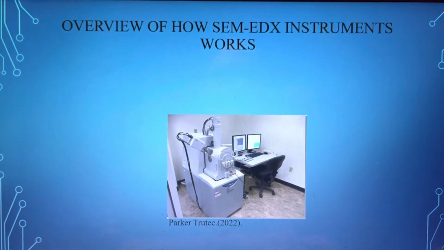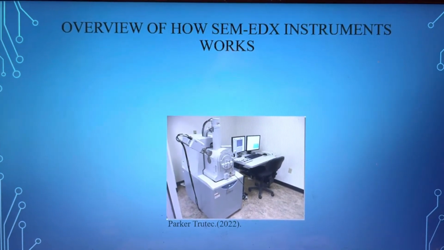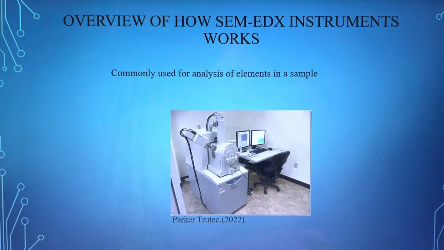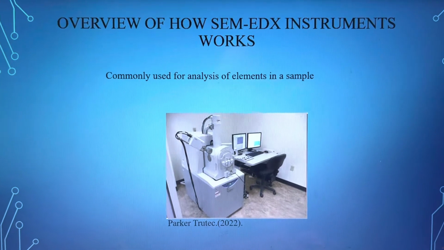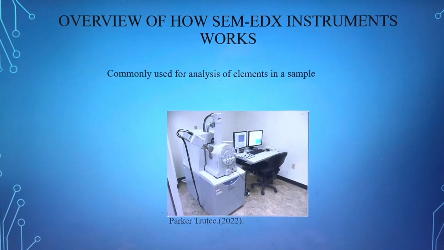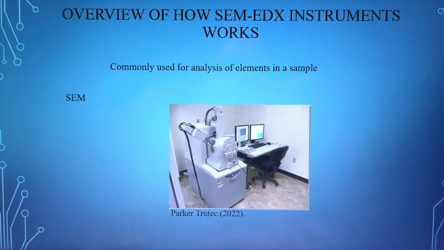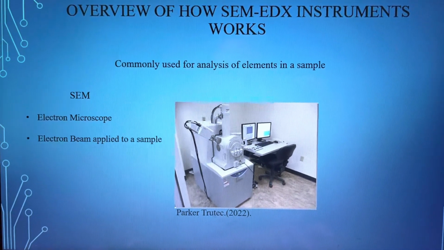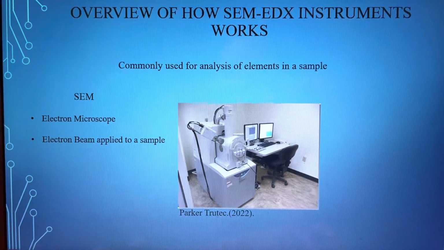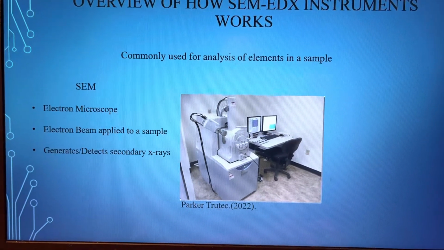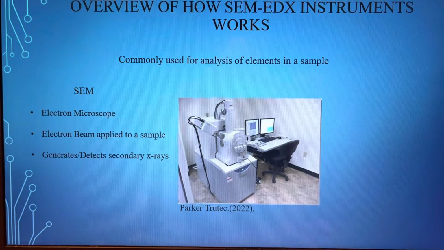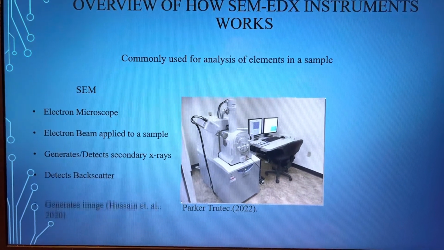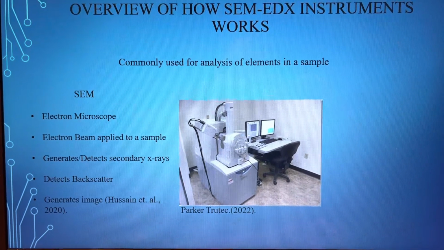So, the overview of how SEM EDX instruments work. These are commonly used for analysis of elements in a sample in any forensics field. So let's talk about the SEM part. SEM is an electron microscope that uses an electron beam that is applied to a sample. This generates and detects secondary X-rays, as well as detects backscatter, which then generates an image.